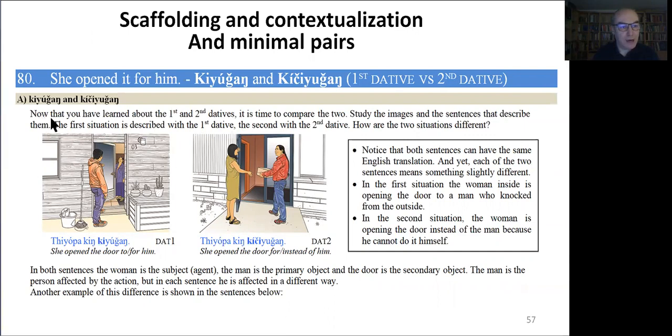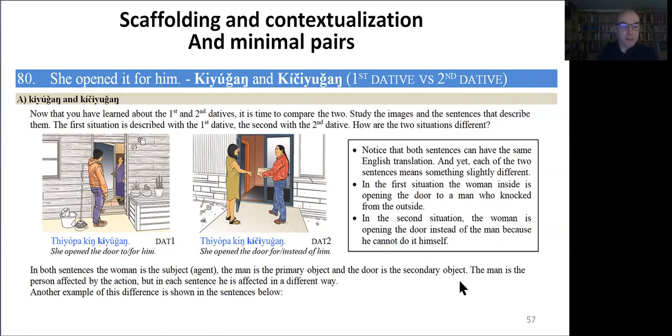Another example is a minimal pair, introducing the difference between the first dative and the second dative. So now that you have learned about the first dative and the second dative, it is time to compare them. Study the images and the sentences that describe them. The first situation is described with the first dative and the second one with the second dative. How are they different? So here the hope is that they will observe that in both sentences, the woman is the subject, the man is the primary object, and the door is the secondary object.